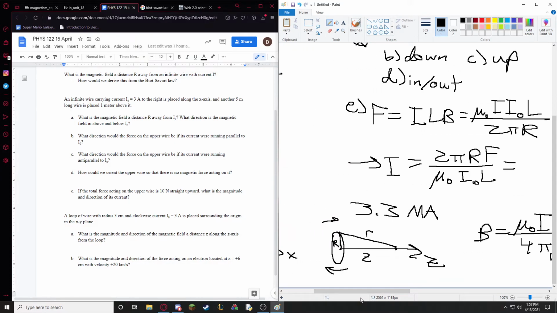So if we have our magnetic field and we know the direction is straight to the left, what would be the direction and magnitude of the force acting on an electron that's located at z equals plus 6 centimeters and with a velocity of plus 20 kilometers per second in the z direction? So the electron's here and it's moving to the right. What would be our force acting on the electron? You guys have 2 minutes to think about it.